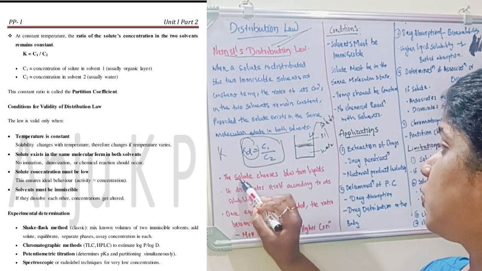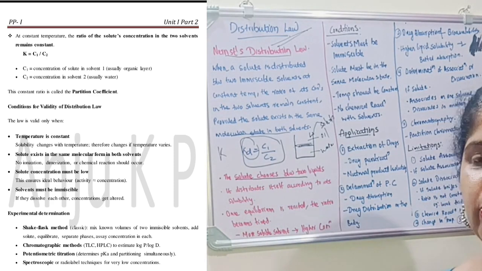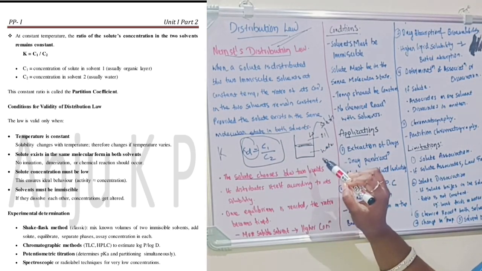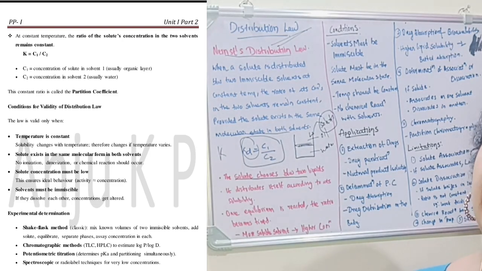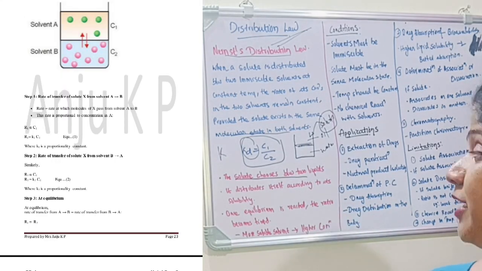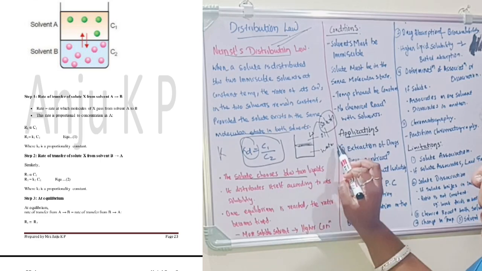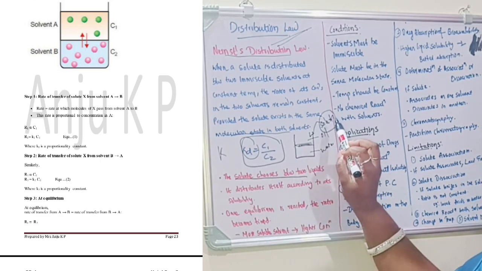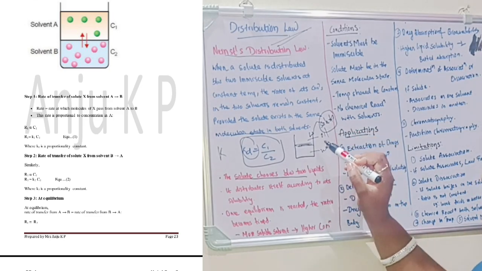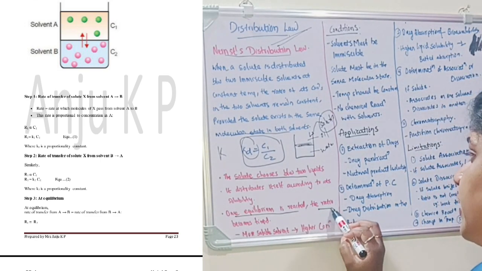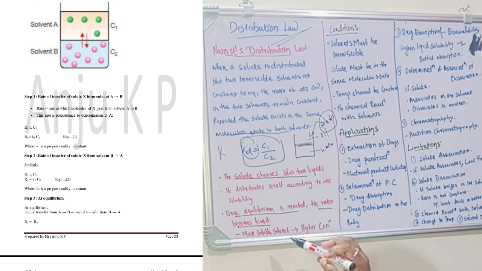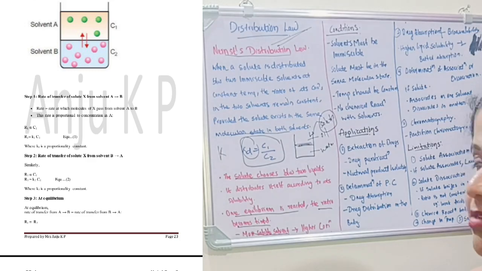So we have taken two immiscible liquids, right? Your solute which you are adding will decide where it should go more. That depends upon the solubility of the particular solute, whether it is soluble in solvent A or solvent B. It will go and distribute accordingly. Once the equilibrium is reached, the ratio becomes fixed. The more soluble solvent will give the higher concentration.